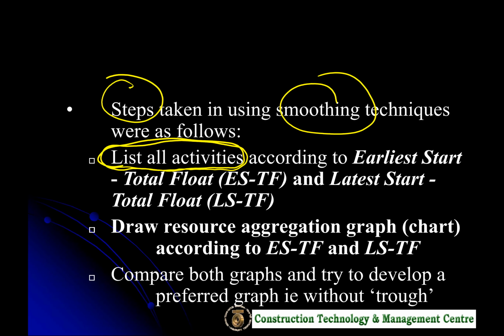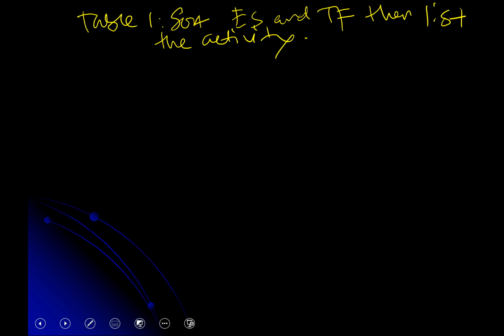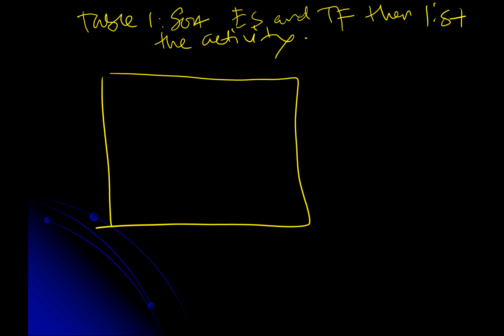Draw resource aggregation with regard to this one and this one. Okay, what is this all about? Basically, you need to sort your activity listing according to table. I would say this is table 1. Table 1, you sort by early start.